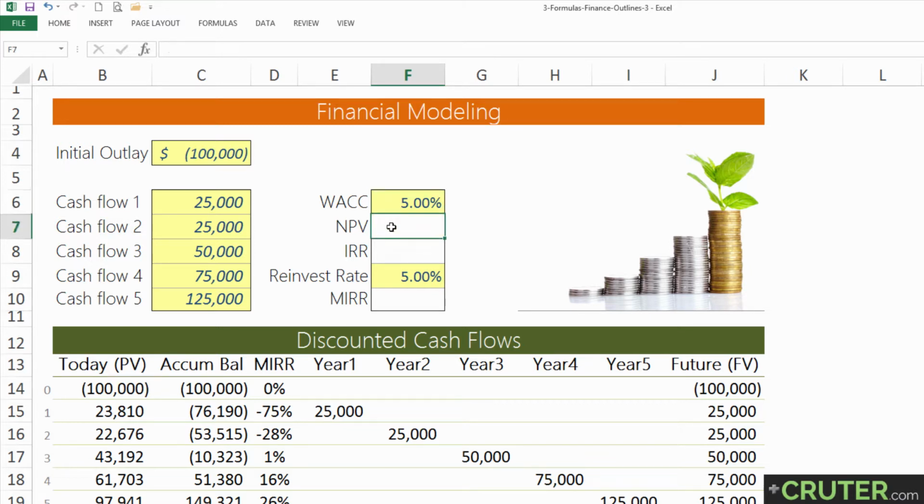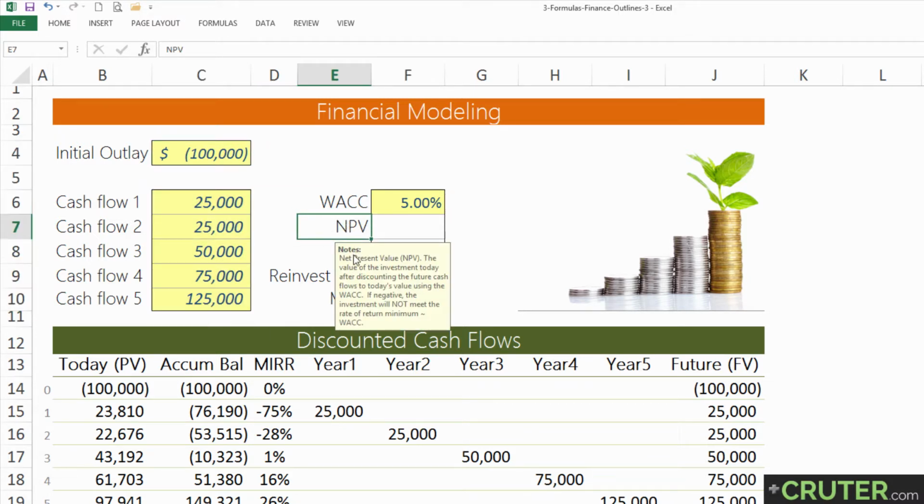Okay, so now we're ready to answer that question and calculate the net present value of this investment. So what does this exactly mean? Well, I put in here a note. If you just click on the cell, you can see it says the net present value. It's the value of the investment today, as of literally today, after discounting the future cash flows.